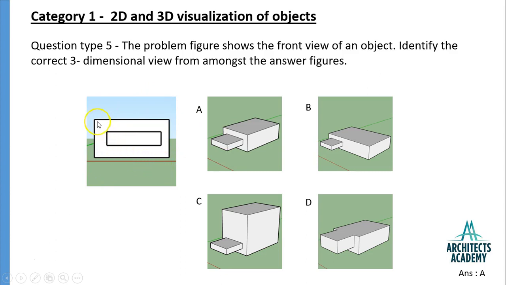So if we correctly look at the proportion, this is looking like a rectangle and this is looking like another rectangle. So it means that they are two cuboids. So if you correlate this with these figures, you will find out that A will be the correct, most suited alternative for this type of a question.